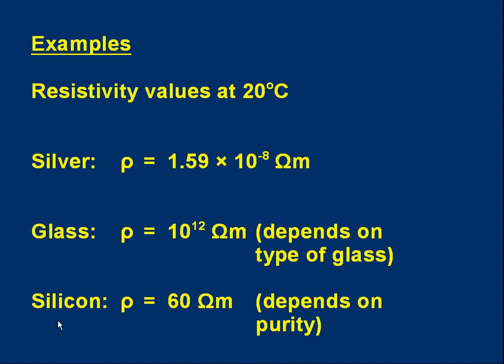There are substances such as silicon which are kind of midway between metals, good conductors, and insulators. For example, silicon has a resistivity of 60 ohm meters, and you'll find different values if you try looking it up. It depends on the purity of the material. Notice the value is kind of midway between the conductors and the insulators. That's why silicon is referred to as a semiconductor. Its resistivity is halfway between a good conductor like a metal and a good insulator like glass. Not really halfway, but somewhere in that region.